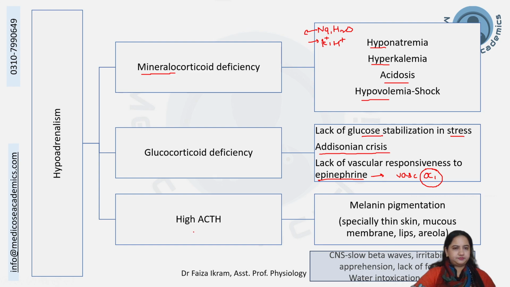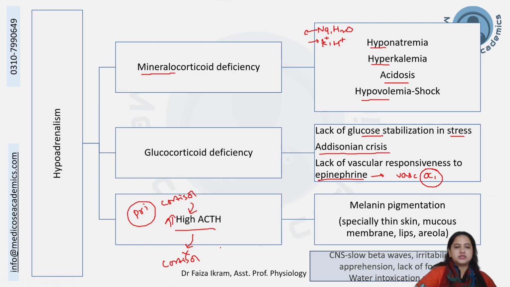And lastly, high ACTH. This is going to happen if there is primary hypoadrenalism. Cortisol is less. What will be the negative feedback regulation? It will lead to enhanced production of ACTH. This high ACTH will still not be able to increase cortisol because the adrenal gland is defective. There will be more and more and more ACTH, but no increase in the cortisol.